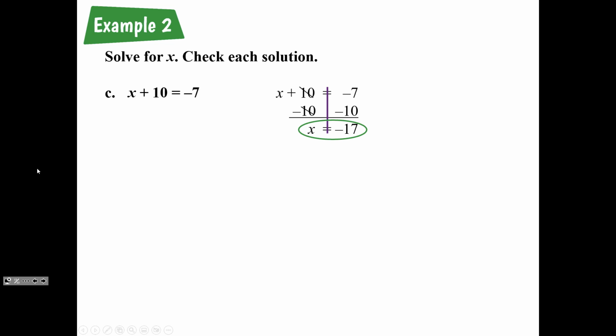Now it also is telling us to check, okay? So we're going to plug in our negative 17 in for x. When we do that, negative 17 plus 10, we find that's negative 7. It checks out, so we know that our solution is right.